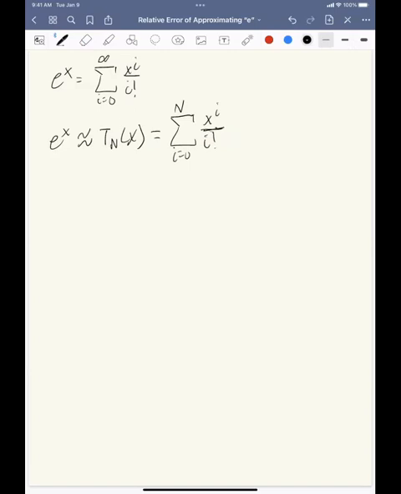Now, in numerical analysis, when we're analyzing the error of our methods, we use two different types of error calculations. We use either absolute error or relative error. Relative error tends to be a lot more useful, and we can define the relative error of an approximation of the exponential function as follows.